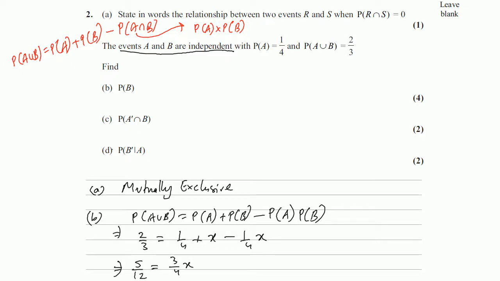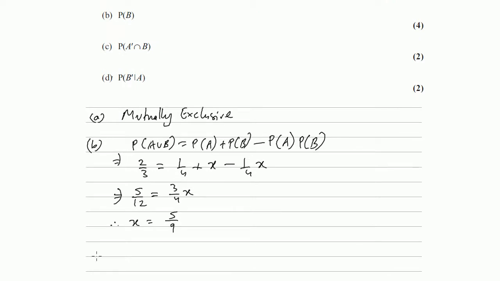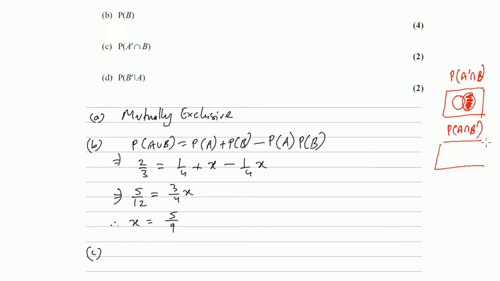Question number C is A prime intersection B. If you remember, the best way to do sums like that is to use the Venn diagram. There are 3 sums where we need to use the Venn diagram. One of them is A prime intersection B, where we need this region. Probability of A intersection B prime represents this region; B prime means remove B. If it was probability of A prime intersection B prime, then we'll be using the outside region. For these three, it is advisable to use the Venn diagram.